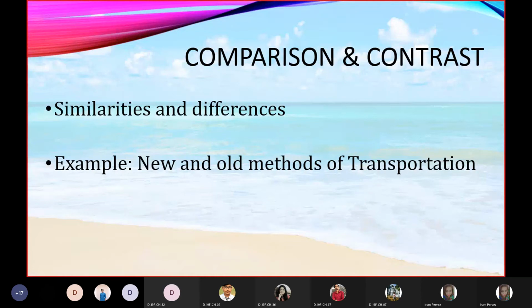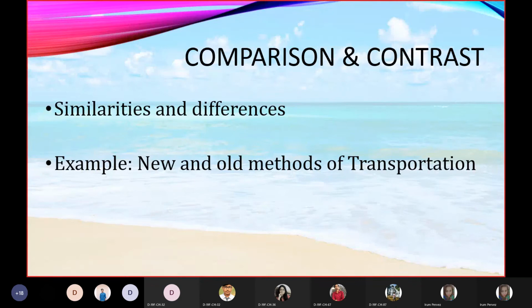You can even compare and contrast the difference between land and air transportation, or sea and air transportation, or sea and land transportation. You can even find differences and similarities between different aspects. So when you write things and you compare and contrast them, that is called comparison and contrast, and that is the third way of explaining things, writing expository.